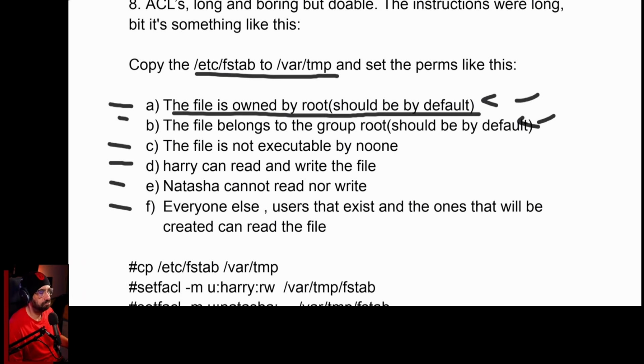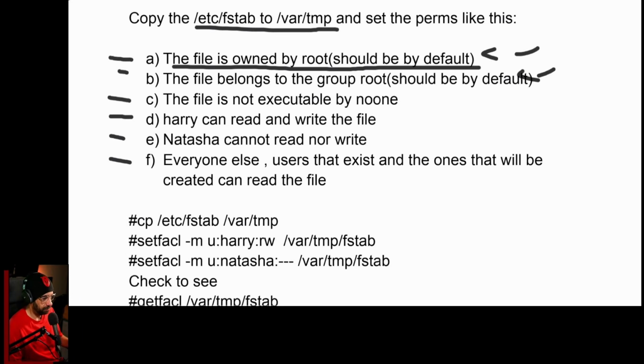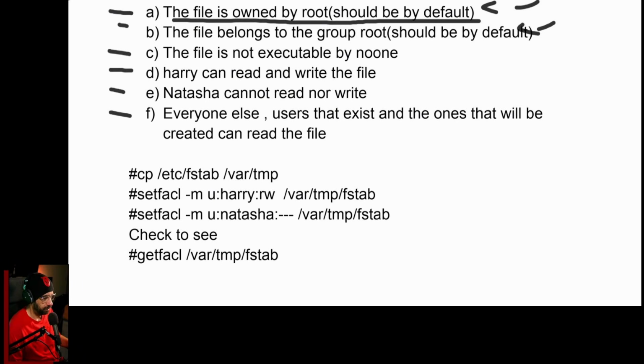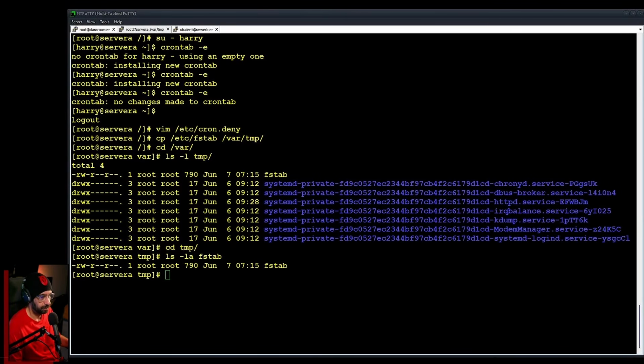This only goes wrong if something goes wrong, so everything's fine. The file is not executable by no one. The file is not executable by no one. I mean, do I have to do anything? I don't think I can. So it's not executable by no one.